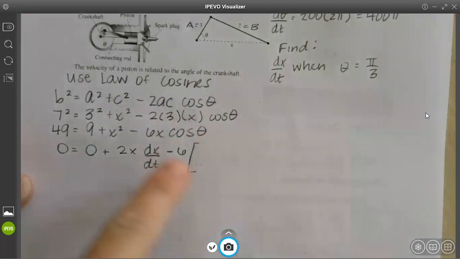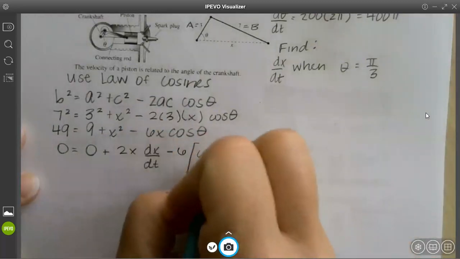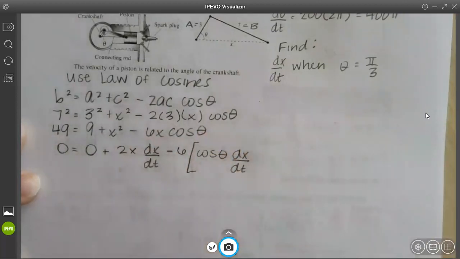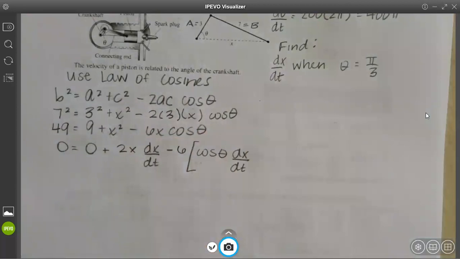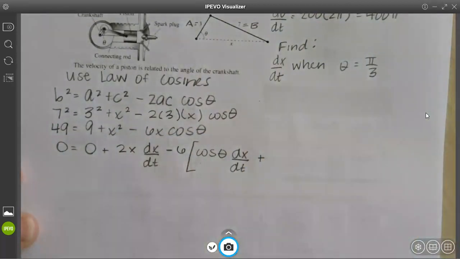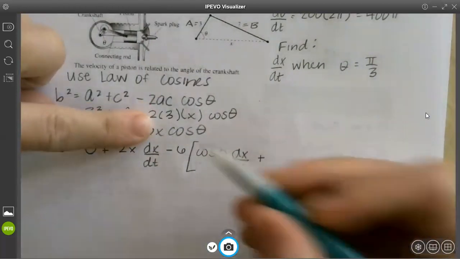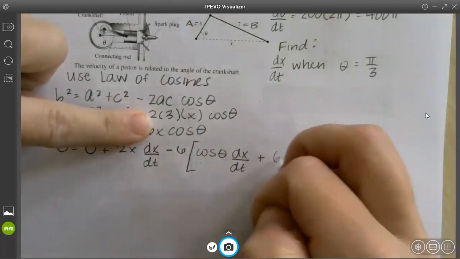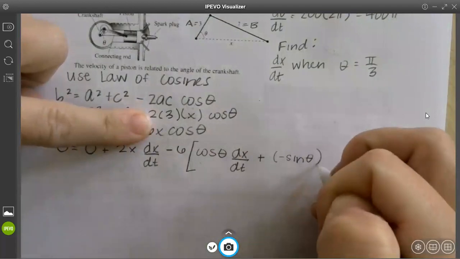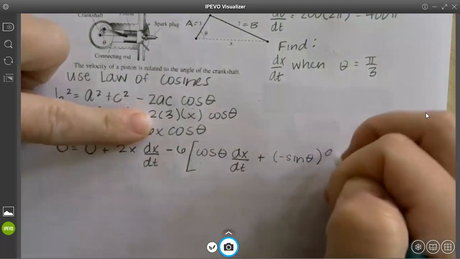Take the derivative of the first. What's the derivative of x? But I'm going to have to write dx over dt. So it'll be cosine theta dx dt because I'm not going to take the derivative of the second. Plus, what's your derivative of cosine? Negative sine theta. But I took the derivative of theta.